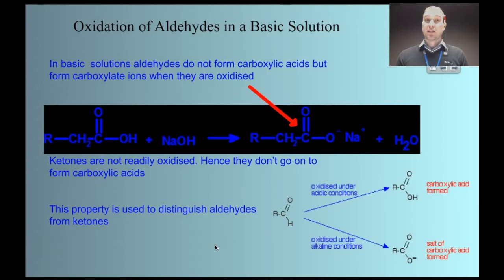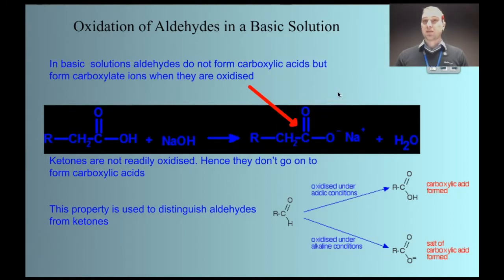When an aldehyde is oxidized in basic conditions, however, we don't get the carboxylic acid because it ionizes straight away, and we get a carboxylate ion. So we get C double bond O, O minus. If we have a base around like sodium hydroxide, then we'll get sodium sticking to that if we were to evaporate off the water. But we get this negative carboxylate ion produced in basic situations.